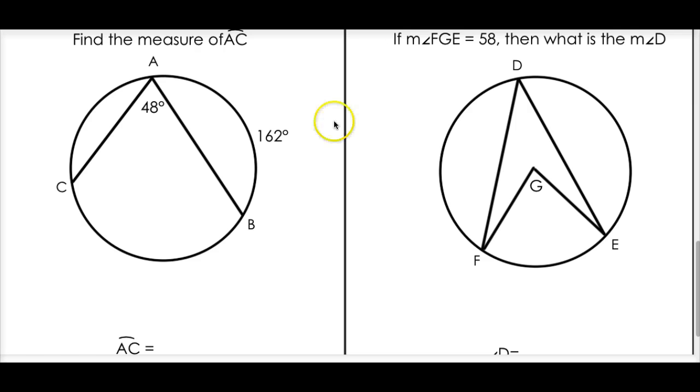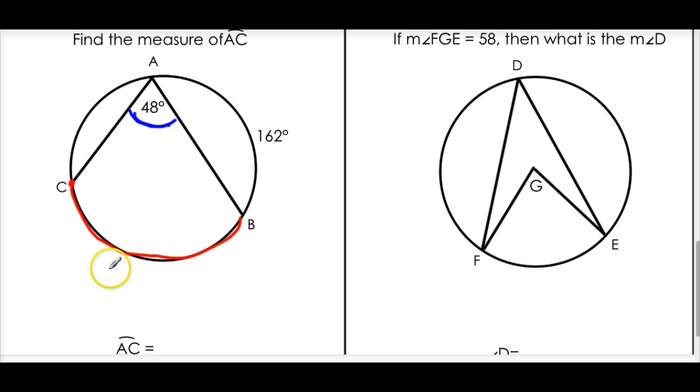All right, so for this problem, we're going to try to find the measure of the arc AC. Okay, and what's kind of interesting about this is that AC is not our intercepted arc, right? So that makes it a little harder. What the intercepted arc is CB. Our inscribed angle is 48 degrees, and the intercepted arc is CB. But we're trying to find AC.